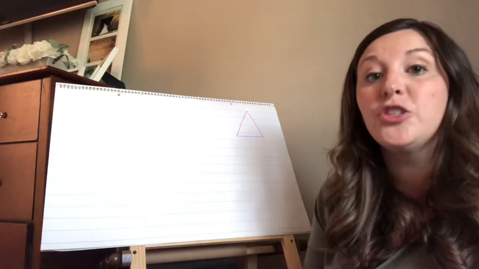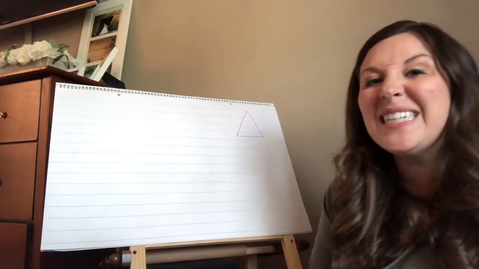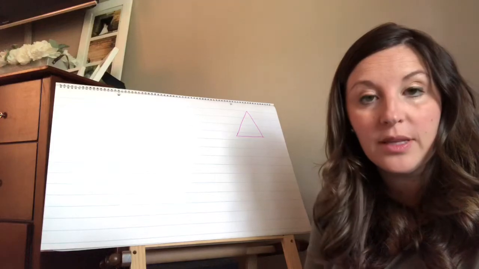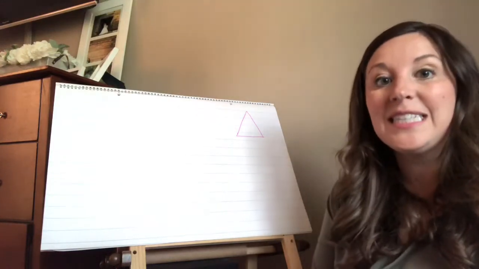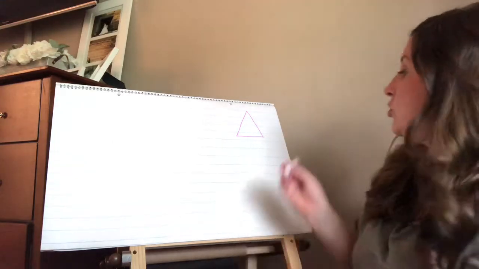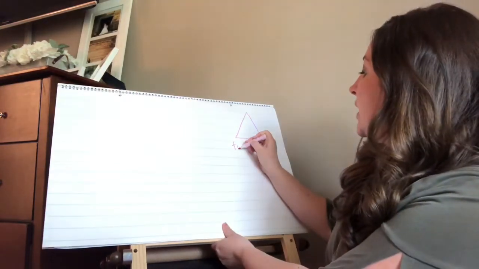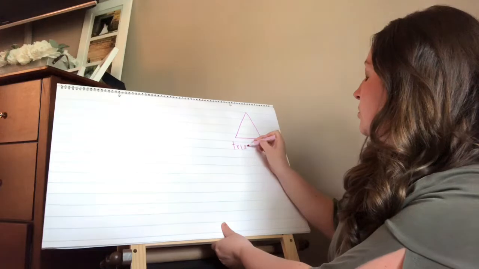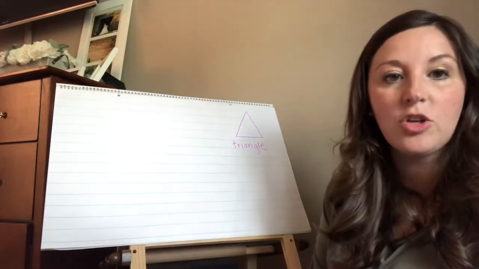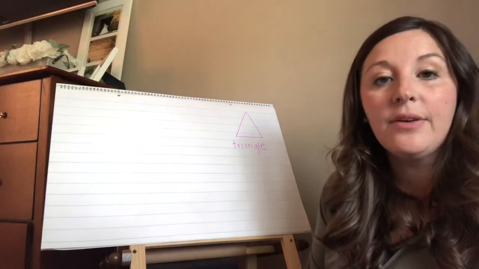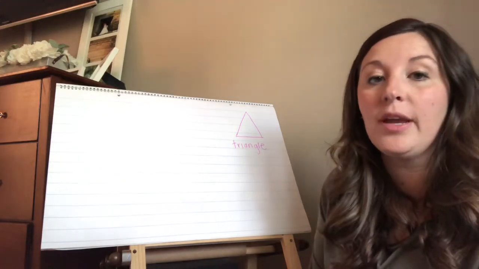First, I'm gonna write triangle. What does triangle start with? We did that letter a long time ago. T is the letter T. So triangle starts with a T. So I'm gonna write triangle underneath here because I know that's a triangle. Now I'm going to count and see how many sides a triangle has.